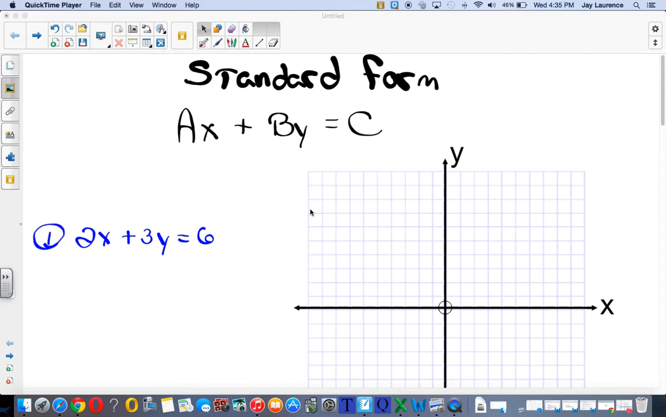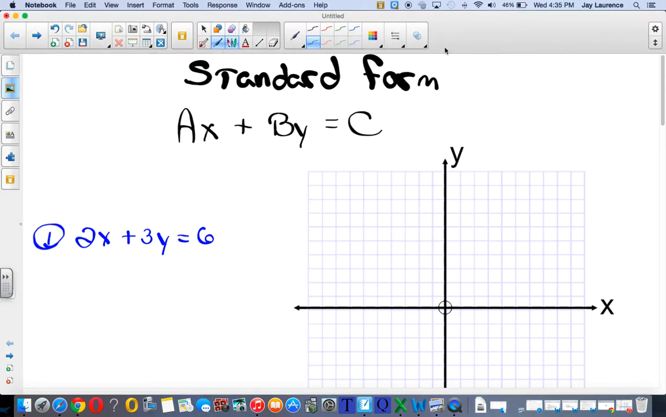Hello, algebra students. Mr. Laurence here, and we're going to learn a new form of a linear equation called standard form. Standard form looks like this: ax plus by equals c. Now, x and y are my variables, and a and b are my coefficients.